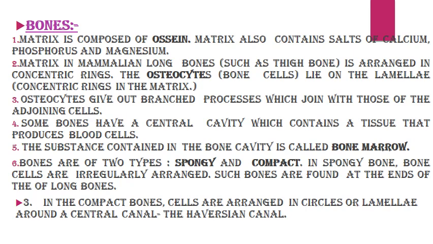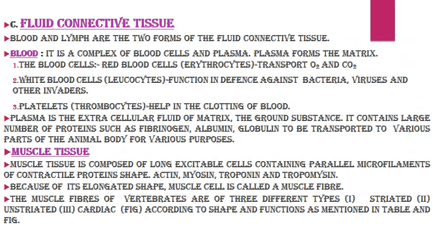Osteocytes give out branched processes which join with those of the adjoining cells. Some bones have a central cavity which contains a tissue that produces blood cells. The substance contained in the bone cavity is called bone marrow. Bones are of two types, spongy and compact. In spongy bones, bone cells are irregularly arranged. Such bones are found at the end of the long bones. In the compact bones, cells are arranged in circles or lamellae around a central canal, the Haversian canal.